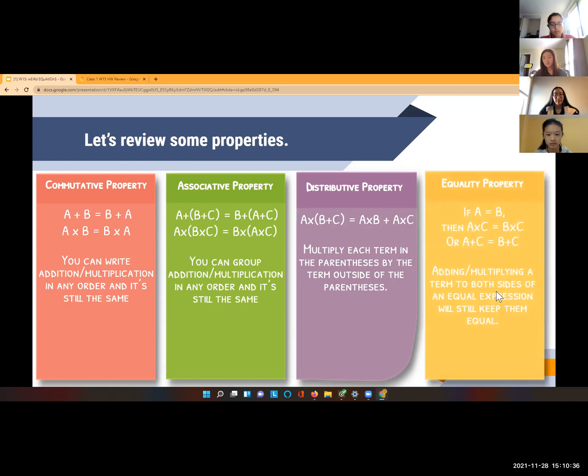And then finally, we have the additive equality property. Oh, sorry, we'll start with the multiplicative. Okay, the multiplicative equality property tells you that if A equals B, then A times C equals B times C, which makes sense because you're multiplying two things that are the same by the same number. And then secondly, the additive equality property tells you that if A equals B, A plus C equals B plus C.